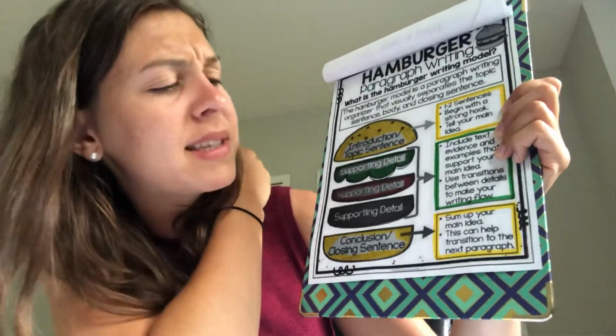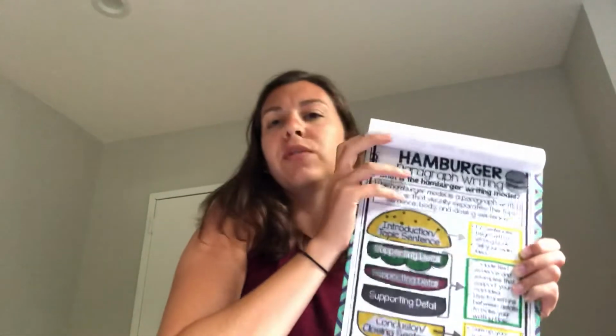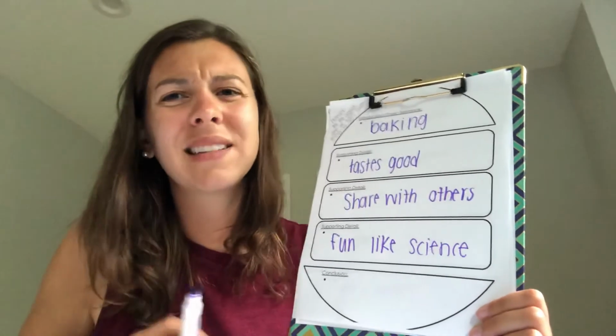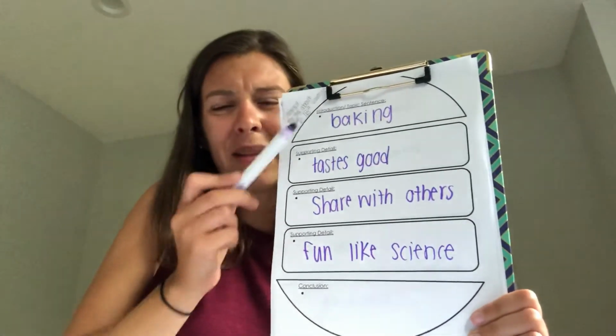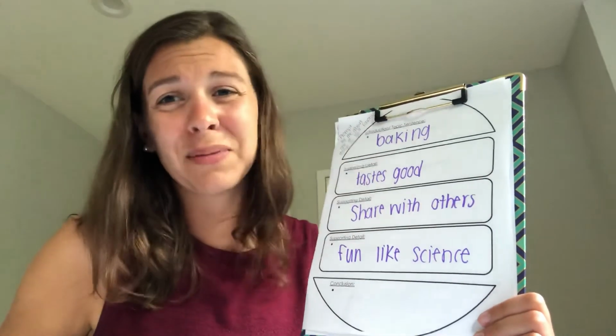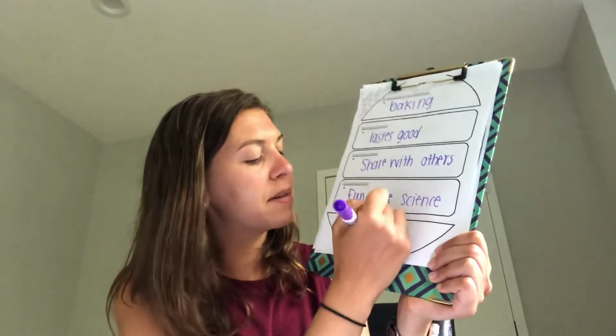So this is supposed to sum up my main idea that I set up here, and it can also transition to my next paragraph. So I think that I need to talk about baking again because that's what I set up here. So I should probably talk about how I think baking is really great and how it's the best. So I'm going to write about baking again down here.